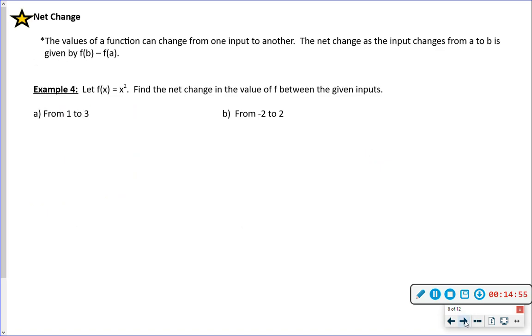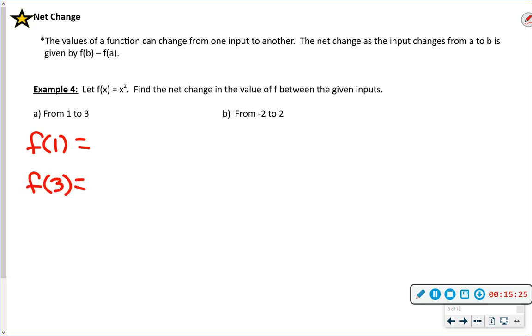Okay, net change, this is easy, more evaluating functions, I'm just going to explain it to you. So the values of a function can change from one input to another, obviously. The net change as the input changes is given by that. So let f of x equal this, find the net change between the given values. This is super wordy for something that's very, very simple. So from 1 to 3, first you're going to figure out f of 1, then you're going to do f of 3.